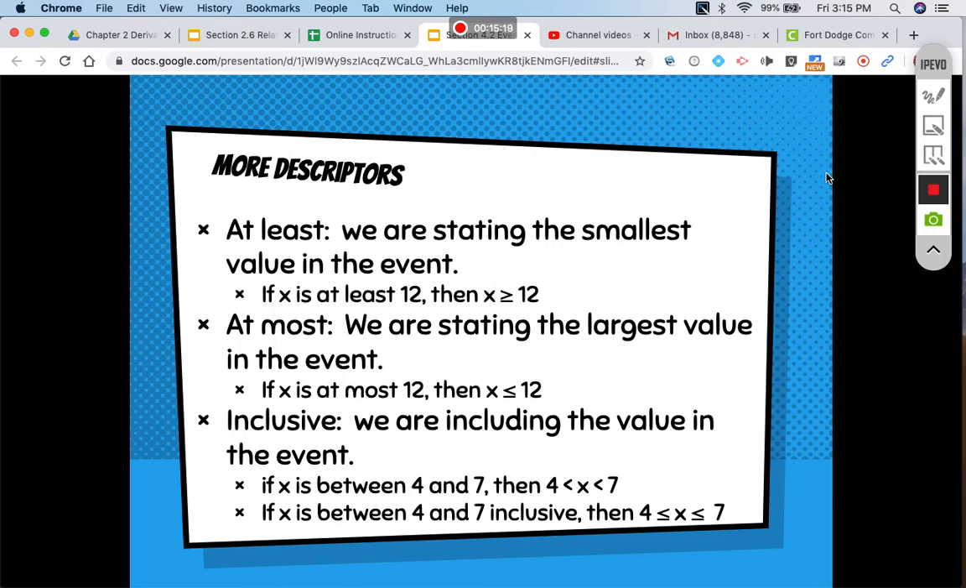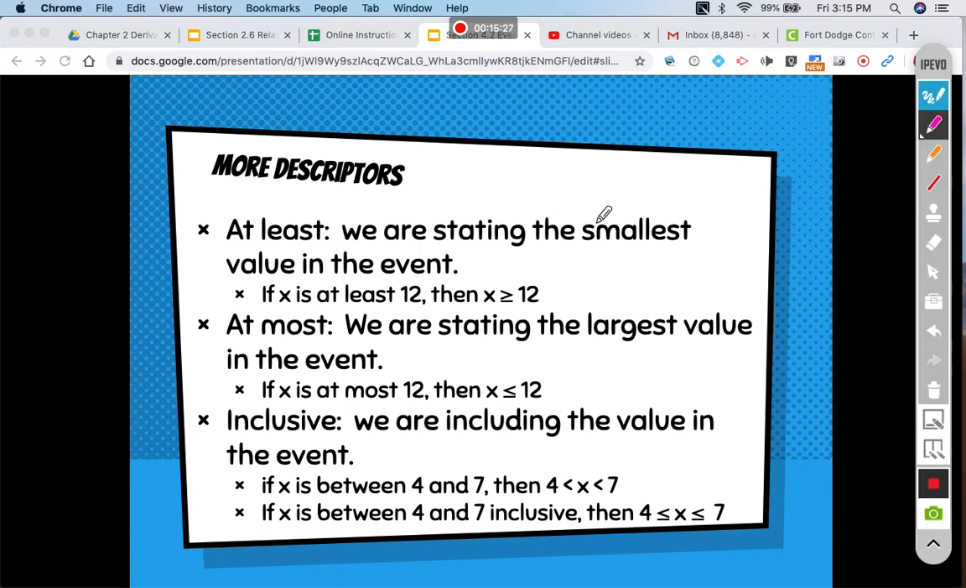Other words we're going to use when we're talking about events are at least, at most, and inclusive. So at least, that's going to be the smallest number. But since it's at least 12, 12 is possible. So you notice I'm greater than or equal to 12. At most is the largest. So 12 is the biggest number. But again, I can equal because it's at most.